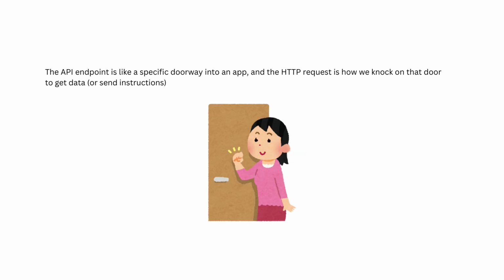An API endpoint is like a door into an app, and the HTTP request is our knock. It's how we ask for data or give instructions. Door equals endpoint and knock equals request.